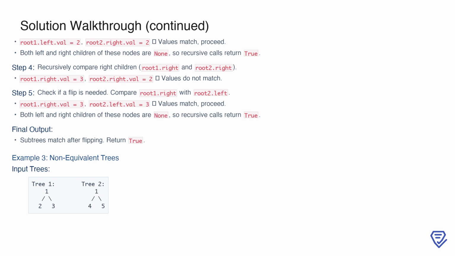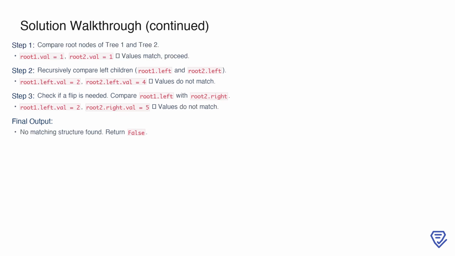Again, we check for flip equivalence by comparing tree 1's right child with tree 2's left child. Here, both nodes have a value of 3, and with no further children, the recursive calls confirm equivalence. Since the subtrees were found to match after flipping, we determine that the trees are flip equivalent. Finally, we examine an example where the trees are not equivalent.